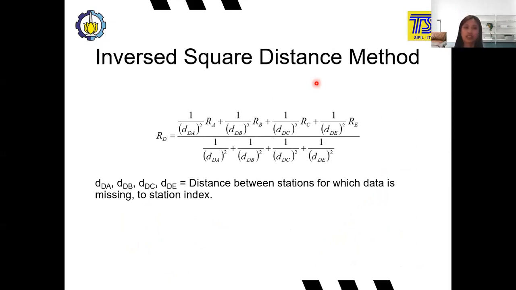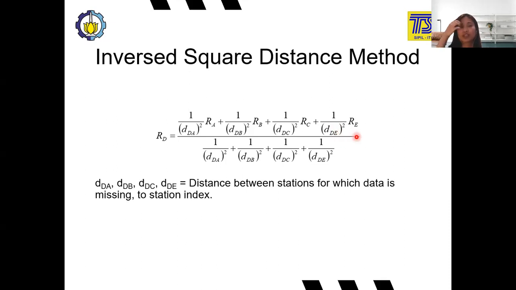And the last one is the inverse square distance method. It is related to the distance between the station for which data is missing to the index stations for which data is complete. So here we have station D with the missing data, and here we have the distance between station D to station A. This is between station D to station B, and this one is the distance between station D to station C, and this one is the distance between station D to station E.